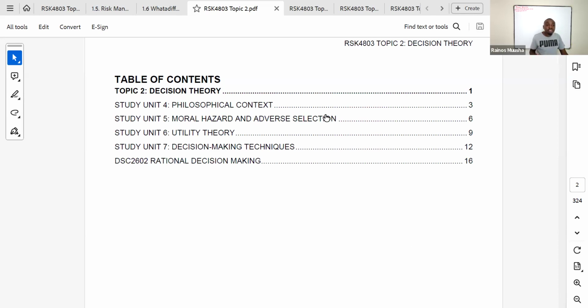Then study unit 5 looks at moral hazard and adverse selection. And we're going to look at it in detail to say exactly what is the situation which we consider to be moral hazard, and what is the situation which we consider to be adverse selection, especially when it comes to insurance as well.